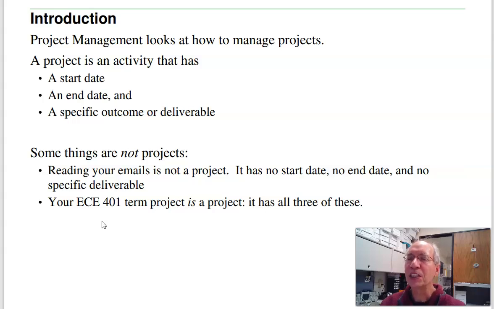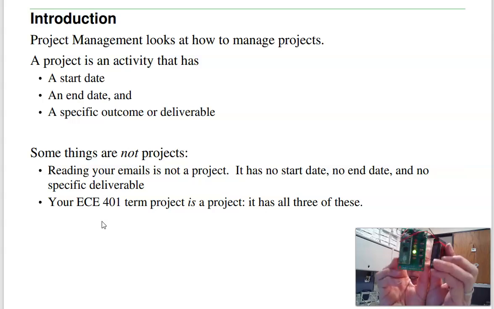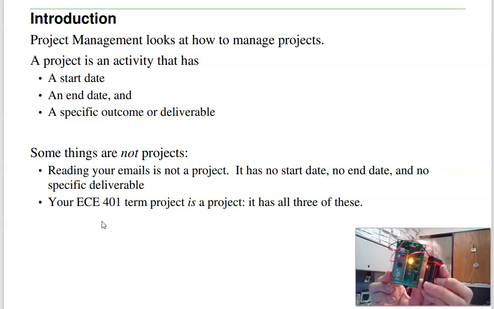So project management is really just looking at how to manage projects, how to increase the odds of your project being successful. Now, a project is an activity that has a start date, an end date, and a specific outcome or deliverable. So again, this is a project that we're doing in senior design. It's got a start date, the start of the semester. It's got an end date, the end of the semester, and a specific outcome. Again, I want to have a working PCB kind of like this.